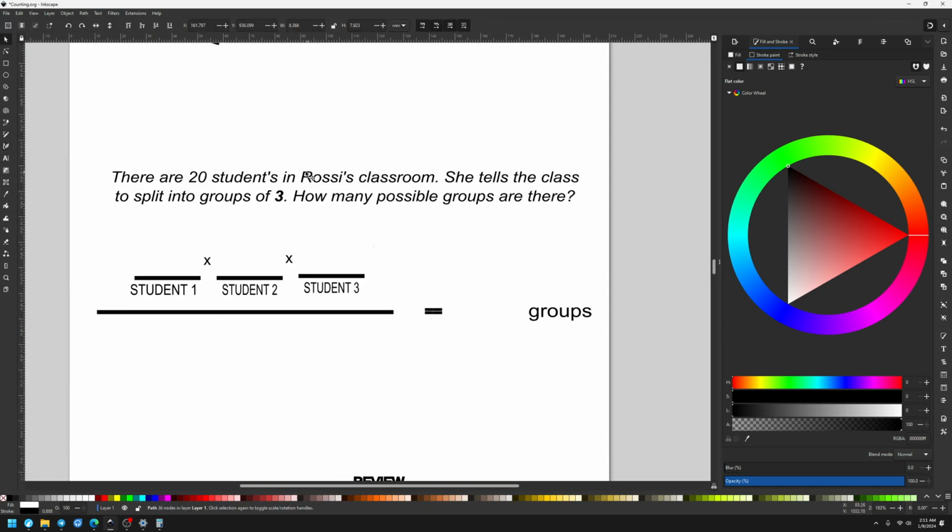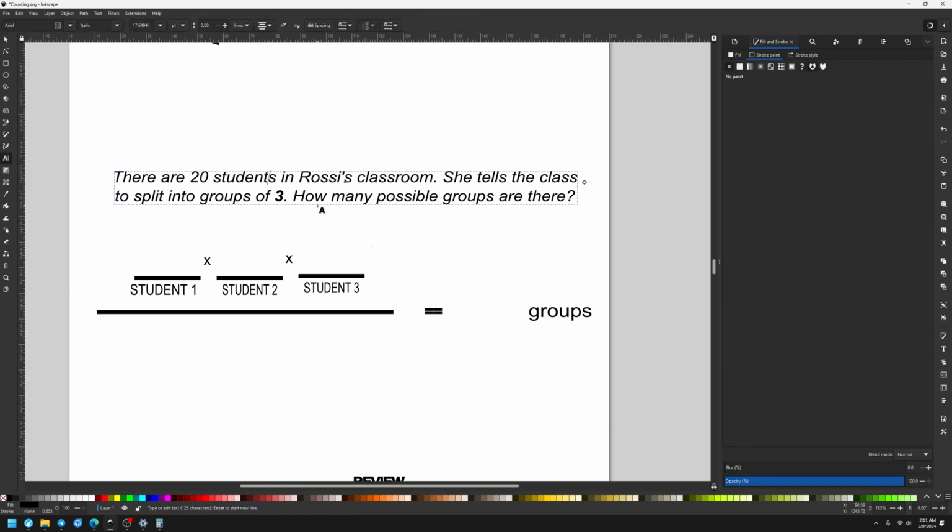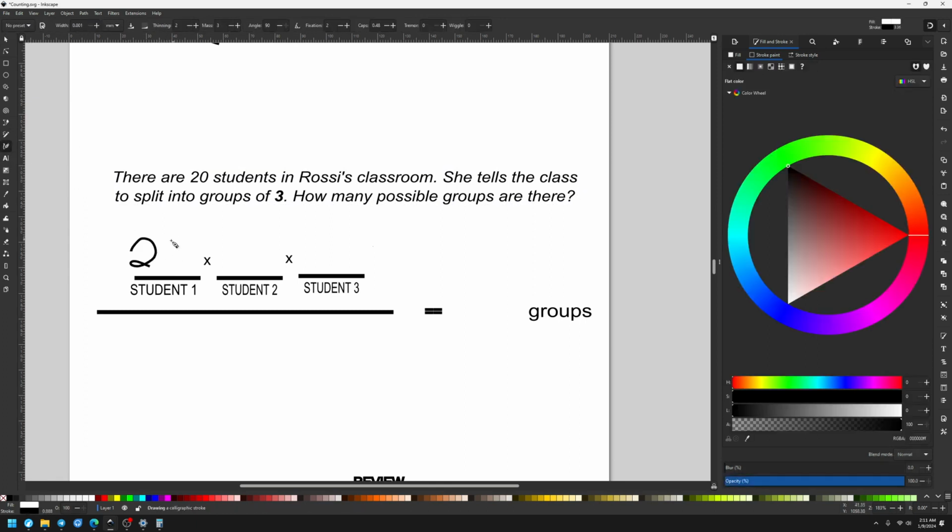There are 20 students in Rossi's classroom. She tells the class to split into groups of 3. How many possible groups are there? Okay, so for student 1, we have 20 choices. For student 2, we're going to have 19 choices. And for student 3, we're going to have 18 choices.